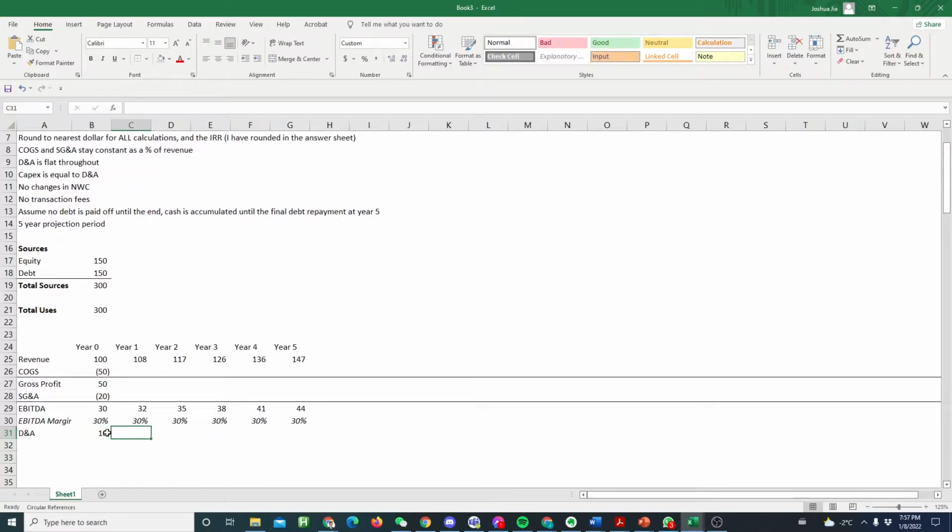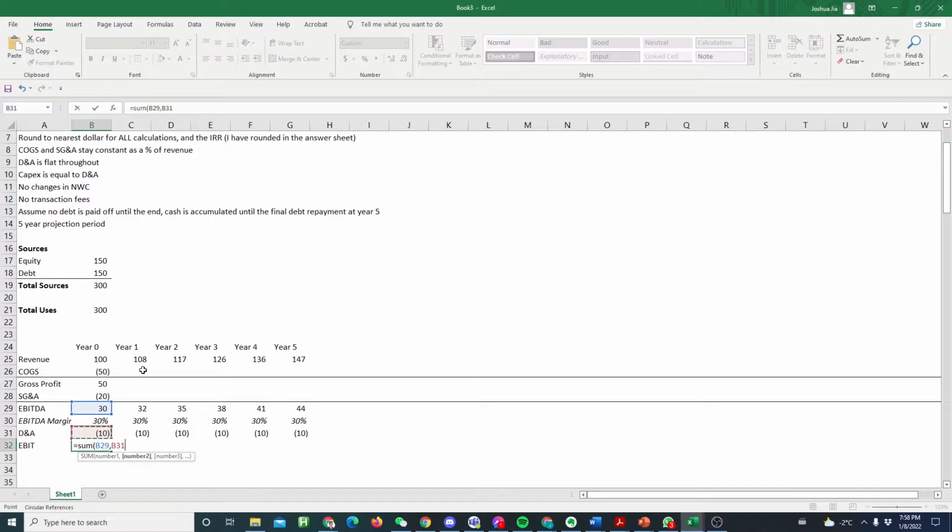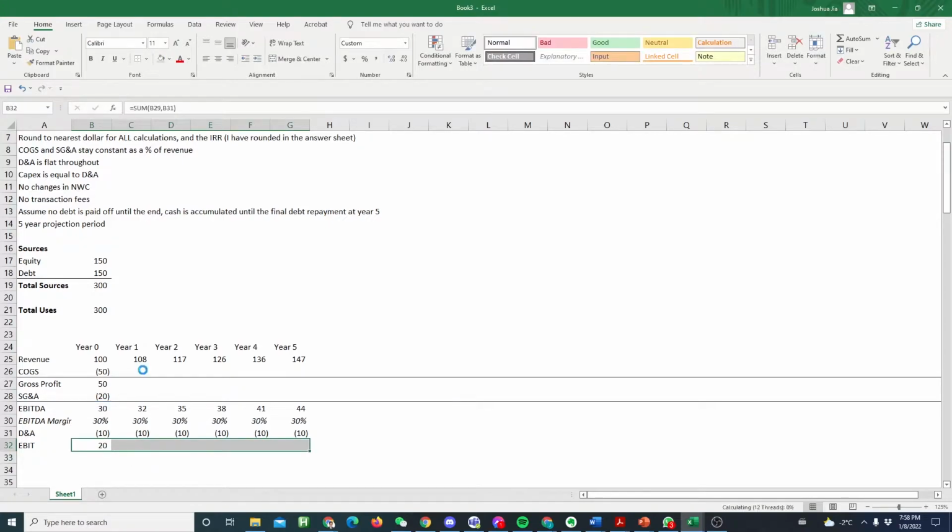So as I mentioned before, DNA is flat throughout, so it's just going to remain as 10 throughout. And in this situation, we'll deal with CapEx later. So let's just get down to EBIT right now, which will be, I'm going to once again make this negative so that I can just add the EBITDA and the DNA to figure out your EBIT.